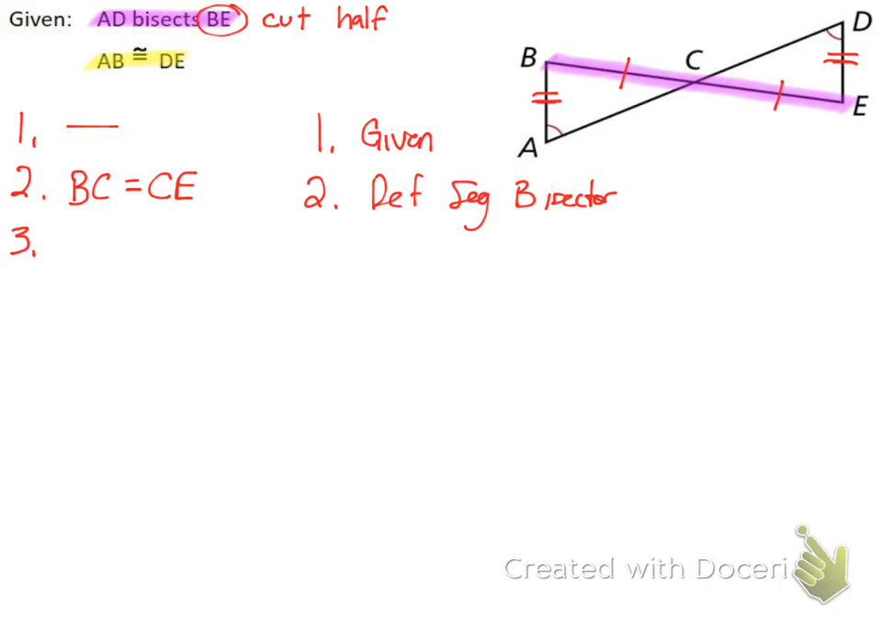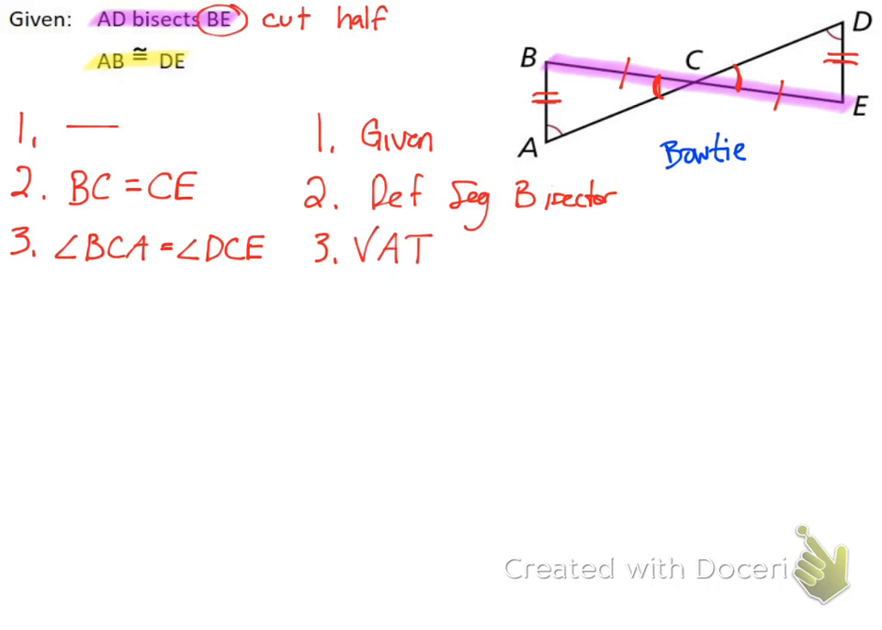Then I can go ahead and look at my picture. If you notice, the picture looks like a bow tie. Bow ties and hourglasses, I'm going to have vertical angles. With this one, I've got a big X, and so these are going to be my vertical angles, these two angles. So that's angle BCA is equal to angle DCE by vertical angle theorem.